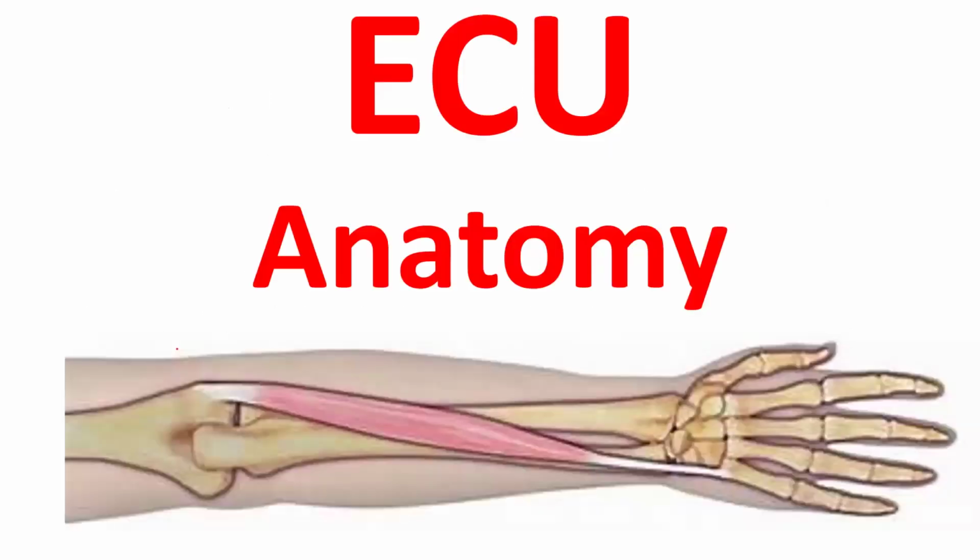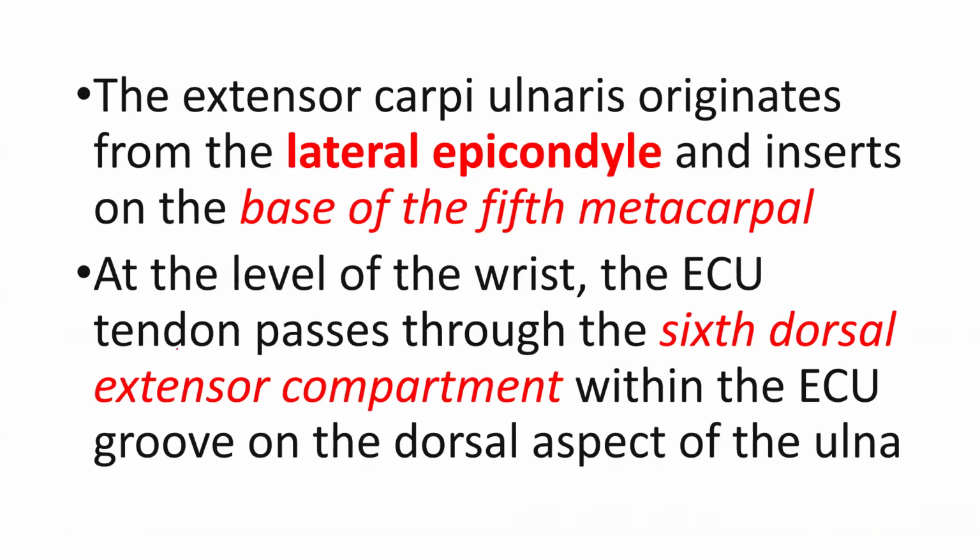What about the extensor carpi ulnaris? Briefly about the anatomy. The extensor carpi ulnaris originates from the lateral epicondyle and inserts on the base of the fifth metacarpal. At the level of the wrist, the extensor carpi ulnaris tendon passes through the sixth dorsal extensor compartment within the extensor carpi ulnaris groove on the dorsal aspect of the ulna.